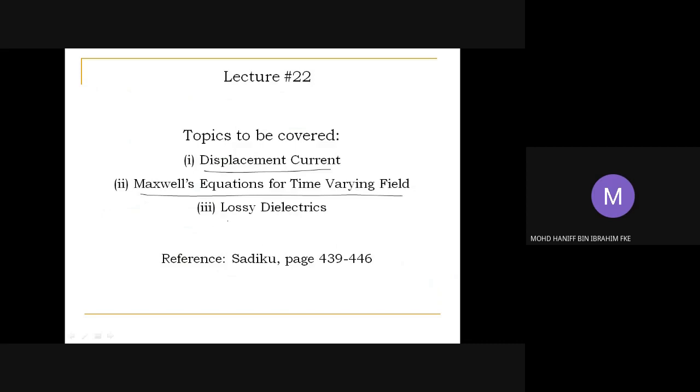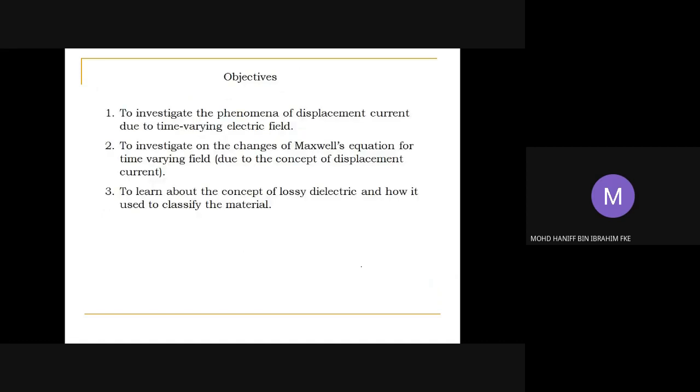And finally, we're going to understand the concept of lossy dielectrics, which I touched on a bit in the first slide just now. We're going to discuss this in detail in this lecture 22. The reference for this lecture is Sadiku, page 439 to page 446. These are the objectives for this lecture.